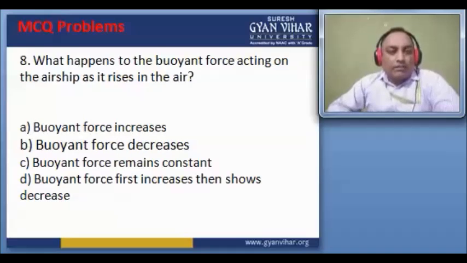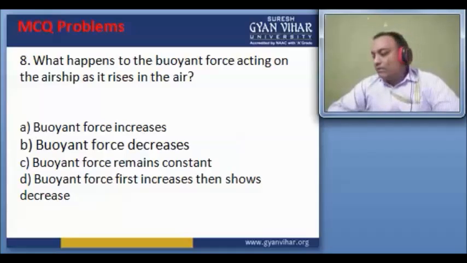This is question number 8. What happens to the buoyant force acting on the airship as it rises in the air? Buoyant force increases, buoyant force decreases, buoyant force remains constant, buoyant force first increases then decreases. So for this case, buoyant force decreases is the right answer for this question, right?